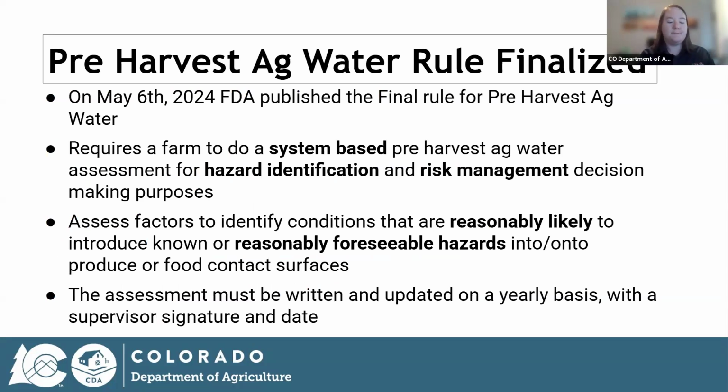What the pre-harvest ag water rule was before was very prescriptive. If you used surface water, you had to test about 20 times, and it had to meet a statistical threshold, like the geometric mean and all of that. You had to have a PhD in statistics in order to understand it. And so there was a lot of pushback on that.